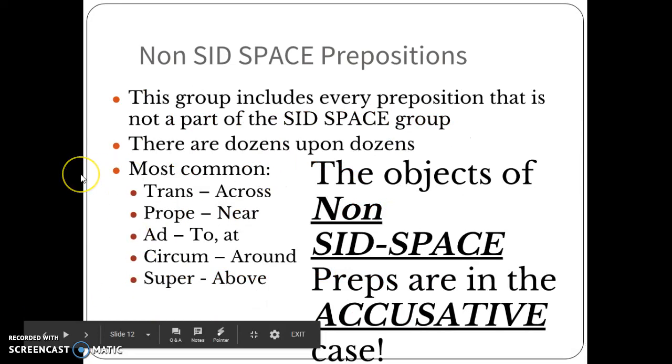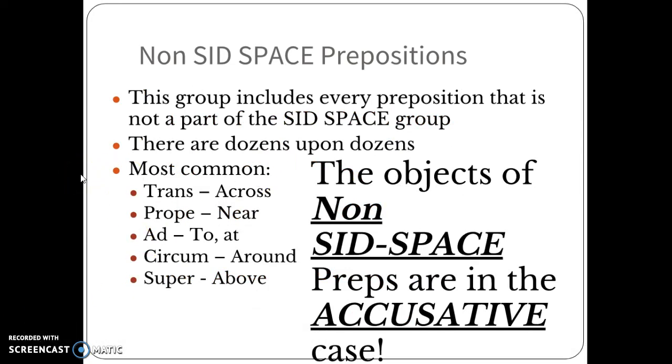All right. Even simpler. Every preposition that is not sine, in, de, sub, pro, ab, cum, or ex is called a non-SID space preposition. That's literally everything else. There are hundreds of them. And the only difference is that for all non-SID space prepositions, their objects aren't ablative. They're going to be accusative. Some of the most common ones that we've seen so far are trans for across, prope for near, ad, which means to, not to be confused with ab, circum, which means around, and super, which means above.